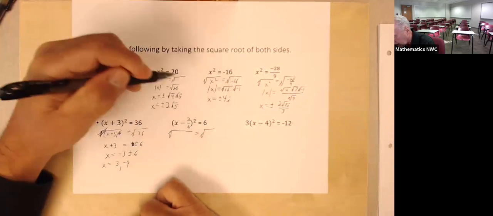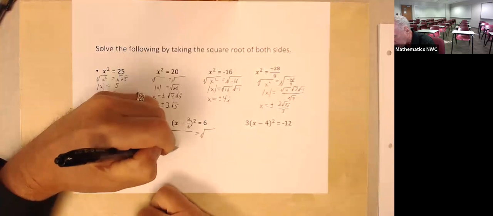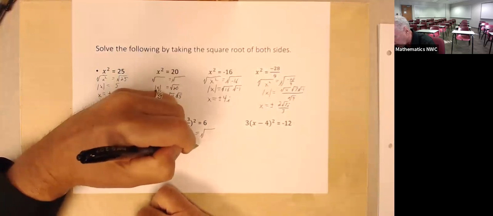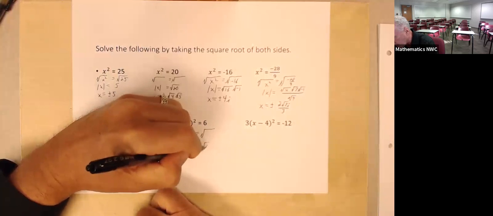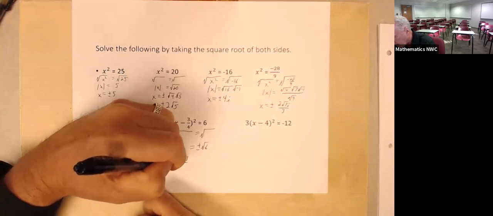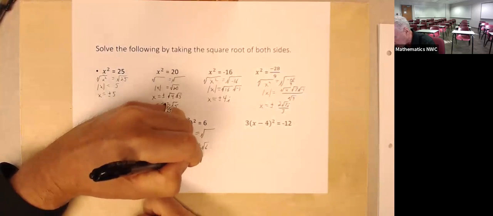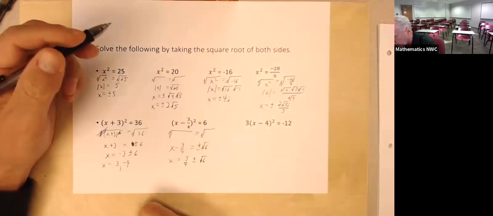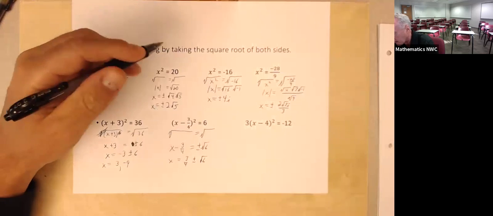Square root of both sides. If you don't mind, I'm going to take a shortcut and go right to there. Plus or minus square root of 6. Bring the 3/4 across. It's really technically 2 answers here. 3/4 plus radical 6, 3/4 minus radical 6.